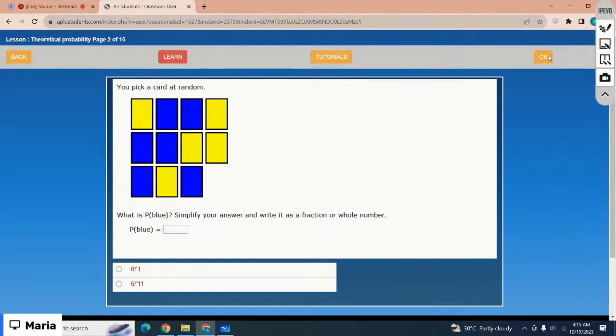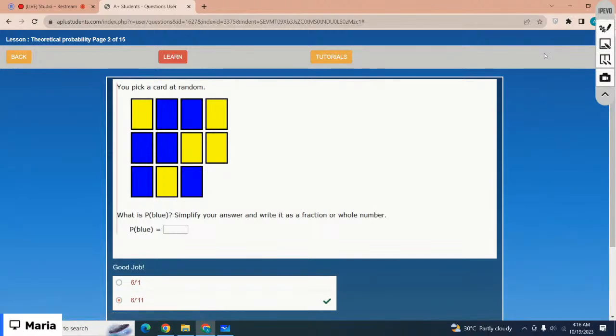Okay, you pick a card at random. What is the probability of blue? So, how many cards are blue? 1, 2, 3, 4, 5, 6, 7, 8, 9, 10, 11. The total cards are 11, right? The probability to select blue is you have 6 options to select blue. That would be 6 out of 11, right? The second option is the correct one. That would be 6 out of 11.